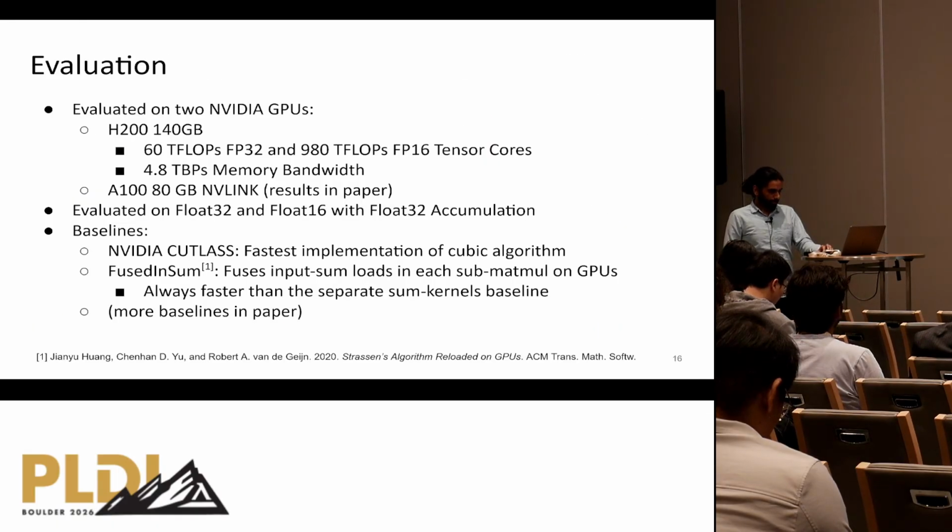Now let's look at some evaluation. Here I'm just going to talk about H200 results. There are also results for A100, those are in the paper. The baseline here is definitely NVIDIA Cutlass, which we want to beat. The other is the previous work, fused InSum, which fuses input sum loads into each submatmul, and that is always faster than the separate sum kernels. So I'm not going to present results for that. And there are more baselines in the paper, like cuBLAS and cuBLAS LT.